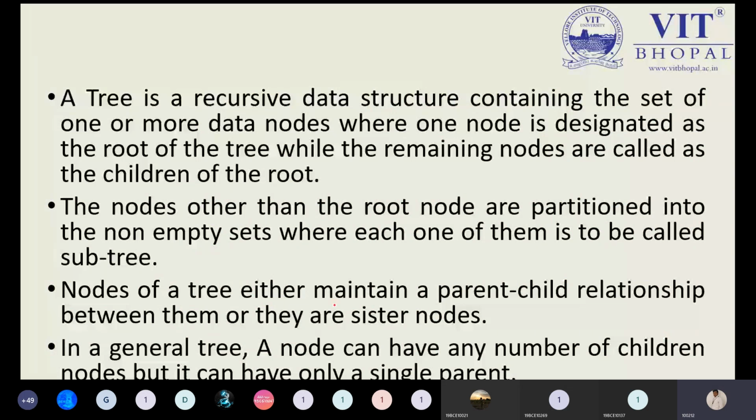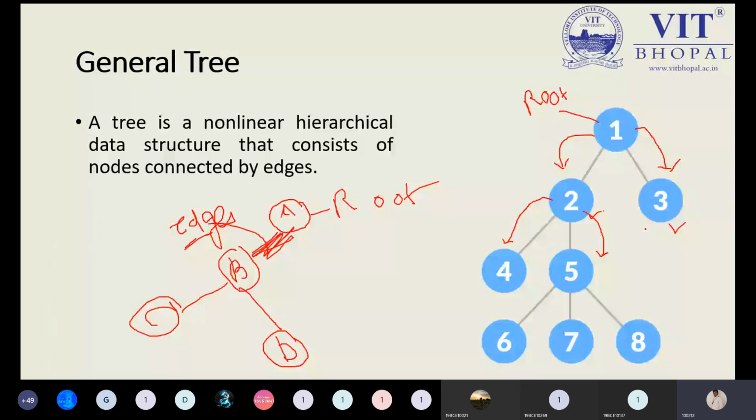The nodes other than the root node are partitioned into non-empty sets, where each one of them is called a subtree. You can understand this part over here. Now look here, I'm just drawing over here. This looks like a subtree. Please keep in mind this is a kind of subtree. A tree can have subtrees, recognized as the left subtree and right subtree. We will see this part deeply while studying the binary tree.